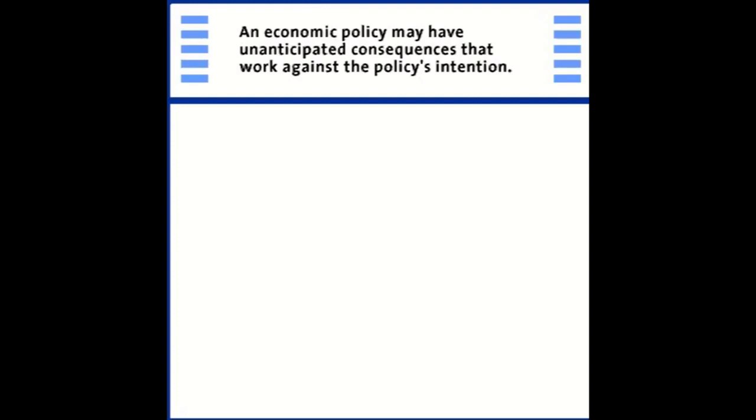Now, frequently in economics, we study unanticipated consequences of economic policy. That is, we enact a policy for one reason, but the policy has unanticipated consequences that may actually work against the policy's intention. Economists like to make this argument about the minimum wage, that in fact minimum wage laws may, in many cases, hurt the very people that they are designed to help.